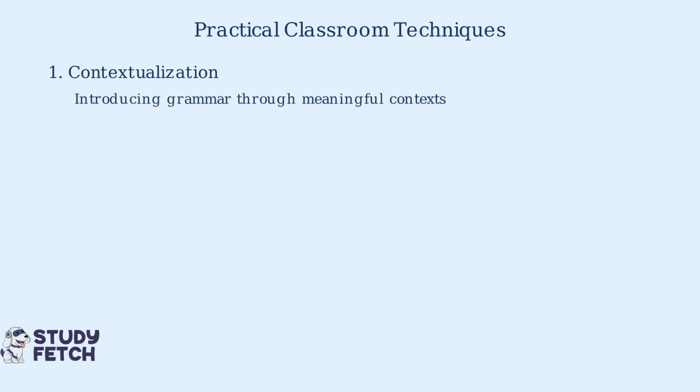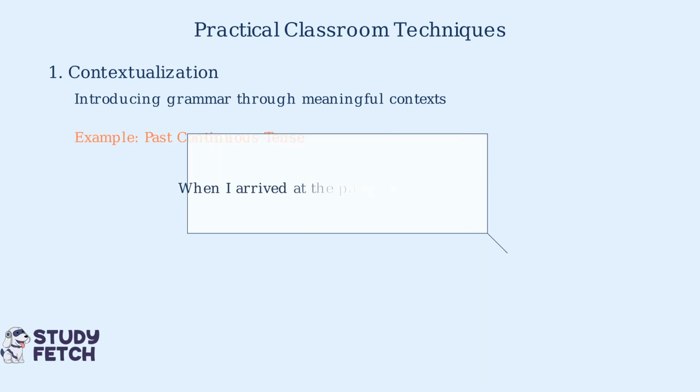The first key technique for communicative grammar teaching is contextualization. Contextualization means introducing grammar structures through texts, dialogues, or situations where the structure naturally appears. For example, to teach the past continuous tense, we might start with a story that naturally uses this grammar point. In this example, the past continuous forms was dancing and was serving appear in a natural context, helping students understand when and why this tense is used.